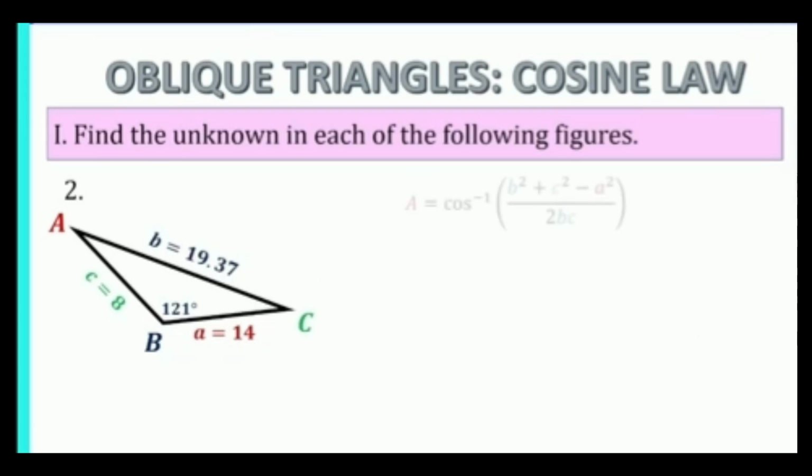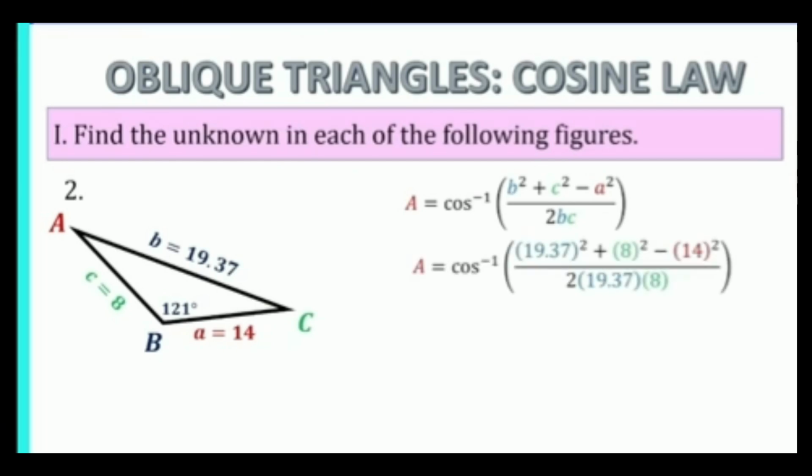Now, let's solve for angle A. We will use the formula cosine A equals B squared plus C squared minus A squared all over 2BC. Now, we encode the corresponding sides in our formula. So, we will have cosine A equals 19.37 squared plus 8 squared minus 14 squared all over 2 times 19.37 times 8. Now, let's encode this in our scientific calculator. That will give us the value of A, which is approximately equal to 38.31 degrees. So, we got our angle A.